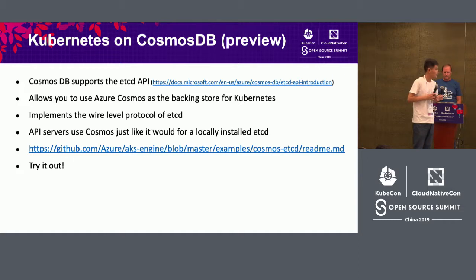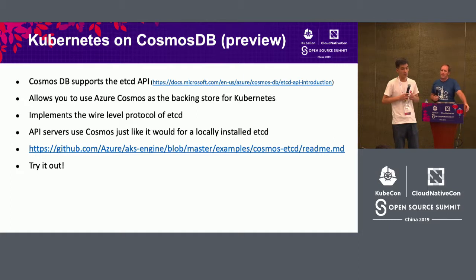We can do this because Cosmos has implemented the wire-level protocol of etcd, so every protocol that is required by Kubernetes is implemented in the Cosmos etcd API. If you want to try this feature, you can easily follow the AKS engine's previous documents, enable CosmosDB's etcd API, and join your Kubernetes cluster there.